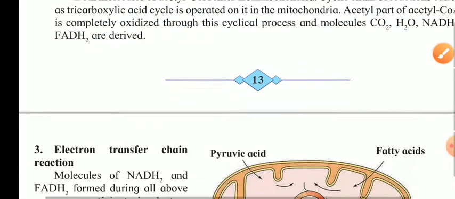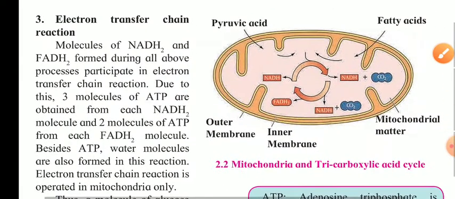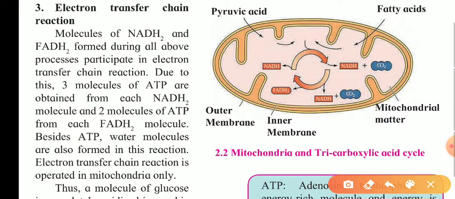Now, when we talk about the third step, that is the electron transfer chain reaction. In this, the molecules of NADH2 and FADH2 are formed during all the above processes. Whatever processes we have seen, that is nothing but the glycolysis and the tricarboxylic acid cycle, in that whatever NADH2 and FADH2 are formed, all participate in the electron transfer chain reaction.